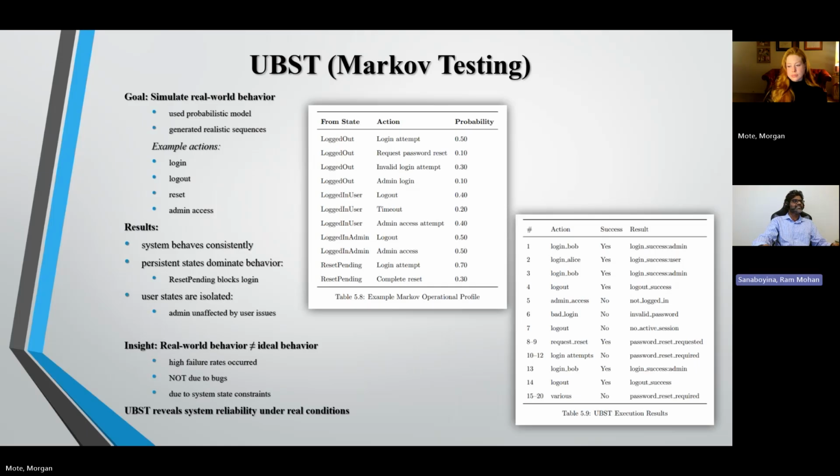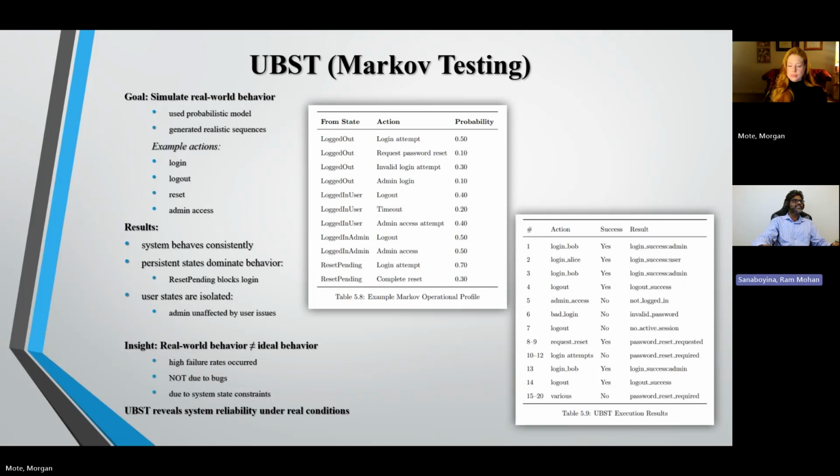Usage-based statistical testing (UBST) was applied using a Markov model to simulate realistic user behavior. Instead of executing predefined sequences, this approach generates sequences probabilistically based on expected usage patterns. The results of UBST showed that the system behaves consistently under repeated execution.